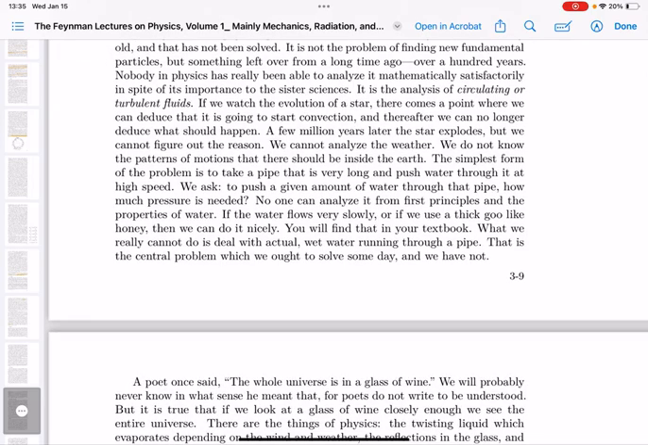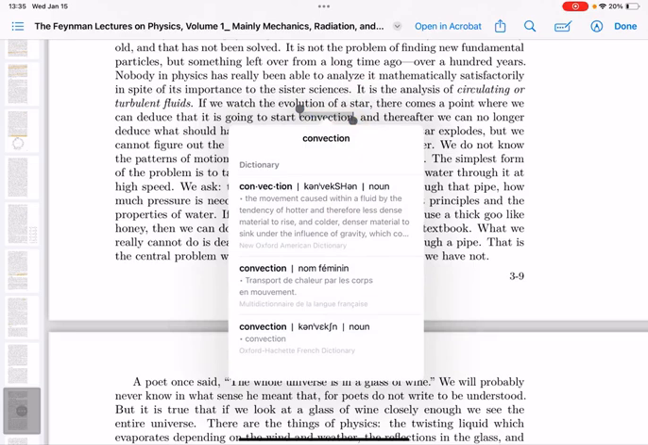If we watch the evolution of a star, there comes a point where we can deduce that it is going to start convection. What? The movement caused within a fluid by the tendency of hotter and therefore less dense material to rise and colder, denser material to sink under the influence of gravity.